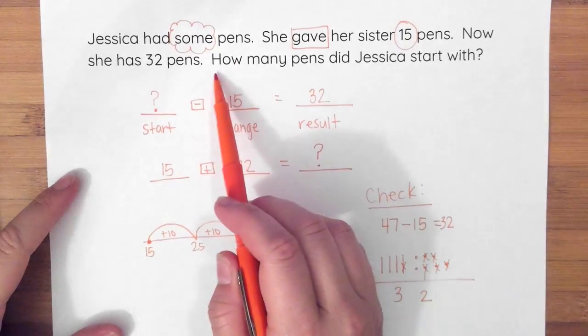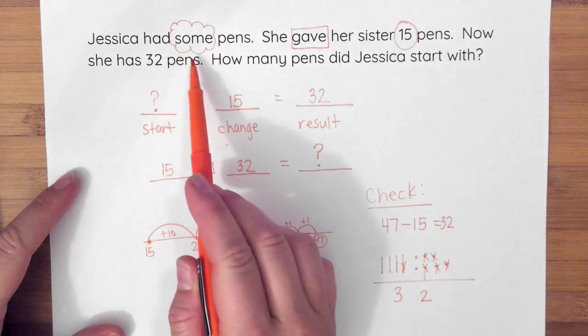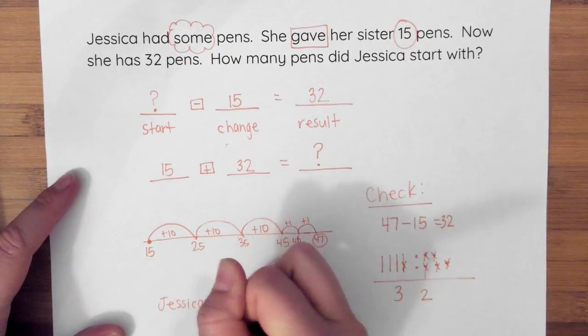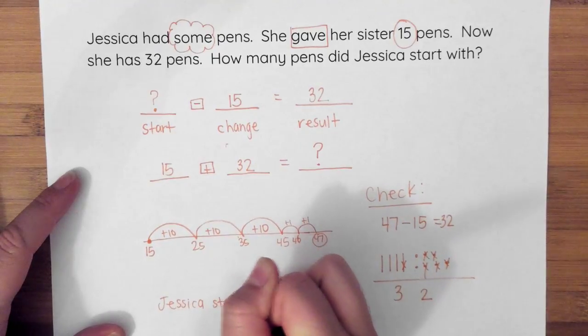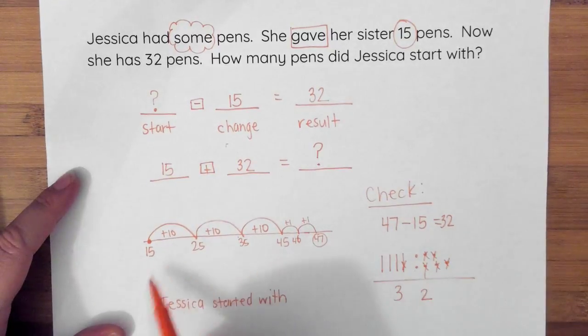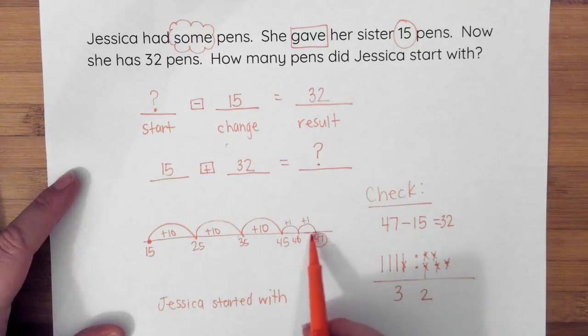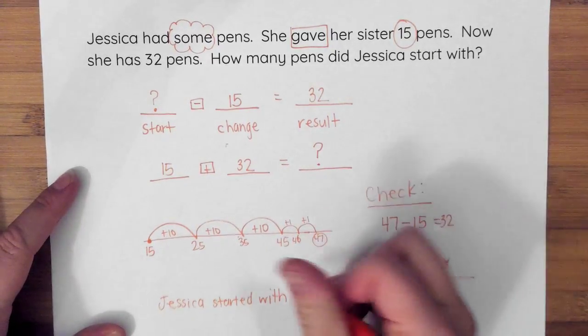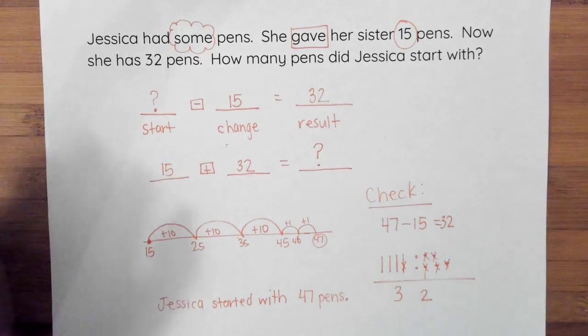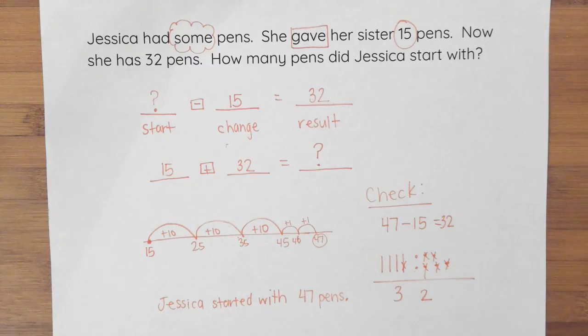So I can now answer that question of how many pins Jessica started with. I would say Jessica started with, and I see I had 15, I added 32, and it said 47. So Jessica started with 47 pins. And that is how I would answer that problem.